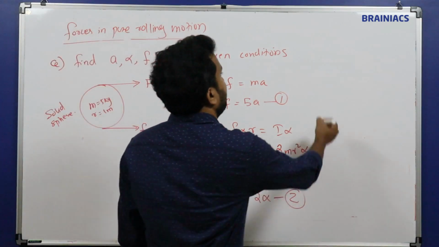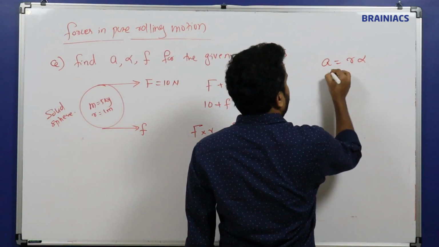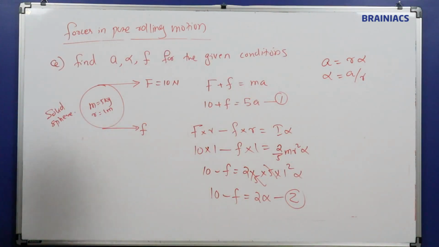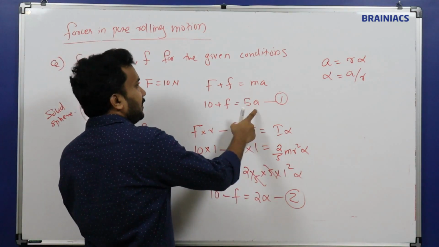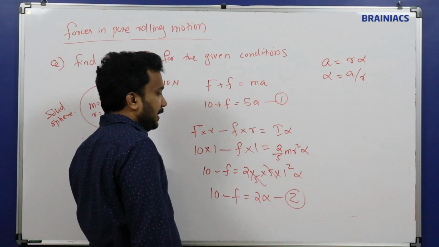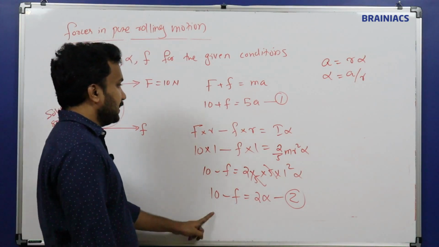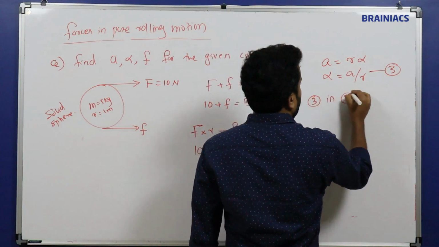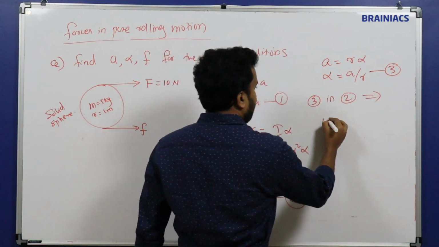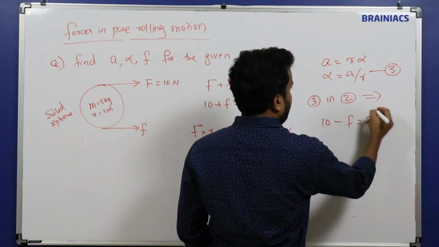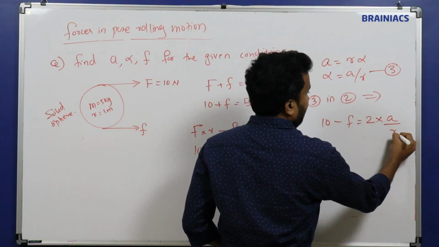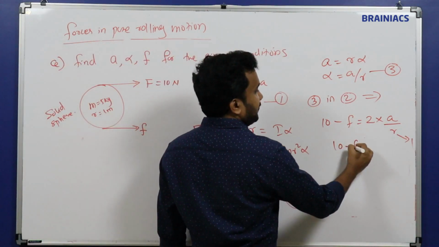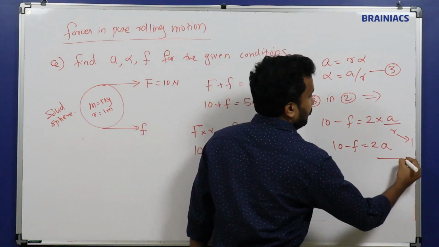But we know one equation: A is equal to R alpha, so alpha is equal to A by R. We can substitute over here also. So alpha is A by R, and this is our third equation. We are putting equation number 3 into equation number 2. So what will come? 10 minus F will be equal to 2 into A by R. The value of R is 1. So we get 10 minus F is equal to 2A. This is equation number 4.